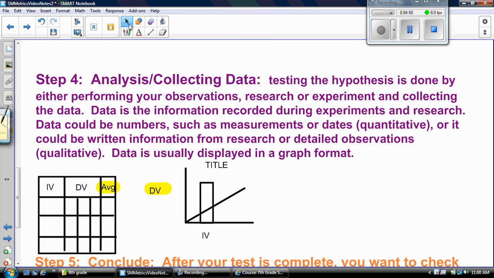Then you have to determine what type of graph to use. So when we use a bar graph, that's when we are going to be comparing data. We will use a line graph when the independent variable is some change over time. So if time is our independent variable, or a change over time, change over weeks, seconds, years, we're always going to use a line graph.